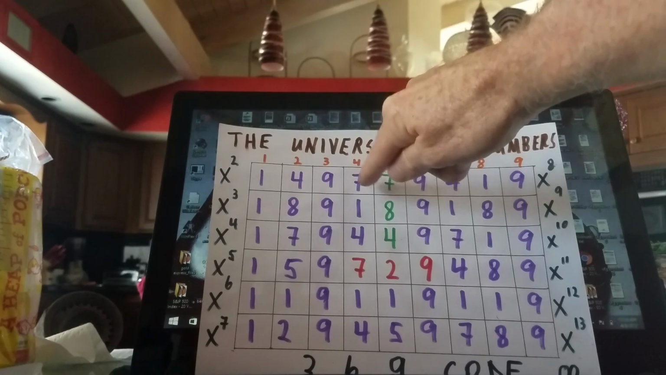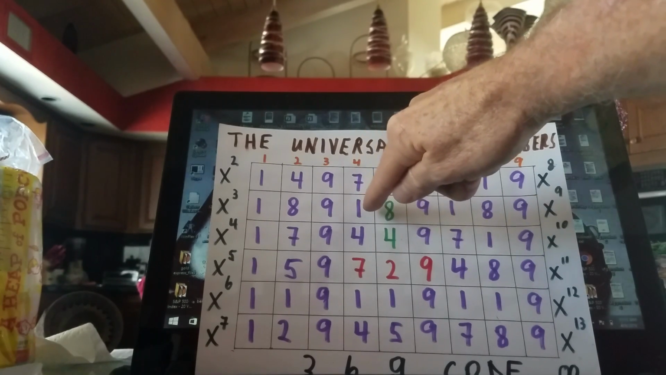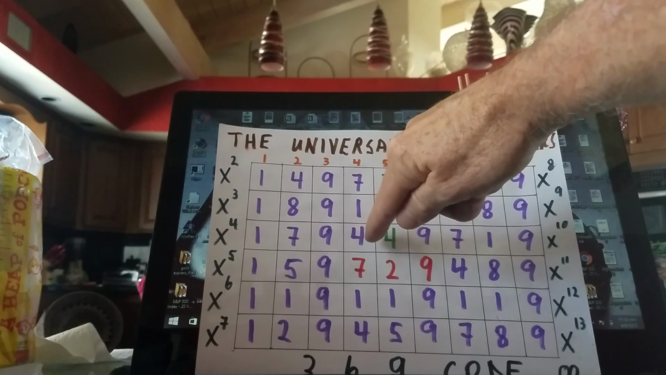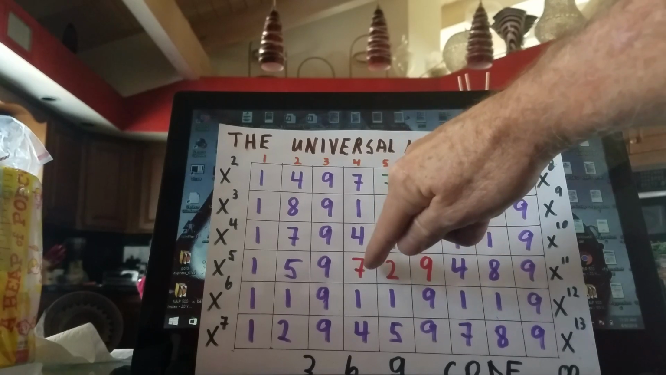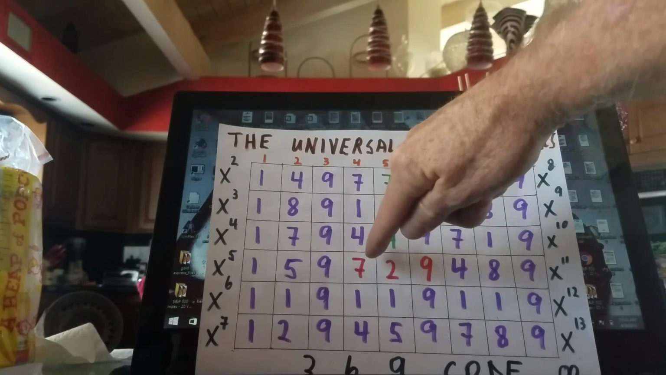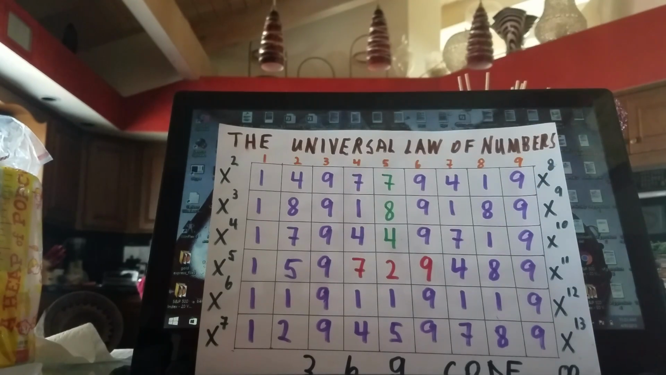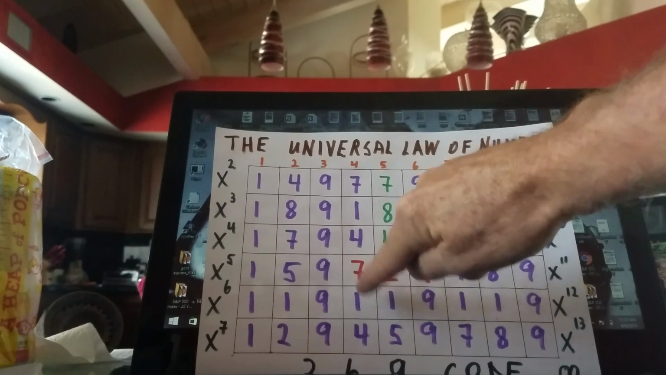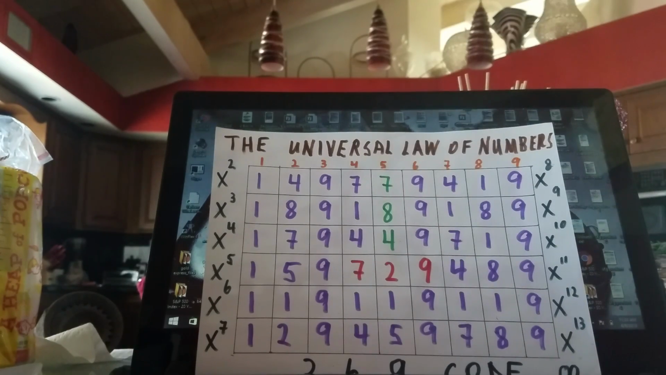4 times 4 is 16, times 4 is 64, 6 and 4 is a 1, times 4 is 256, times 4 is 1,024, times 4 is 4,096, and times 4 is 16,384. 1 and 6 is a 7, plus 3 is 10, plus 8 is 18, plus 4 is 22, and 2 and 2 is a 4.